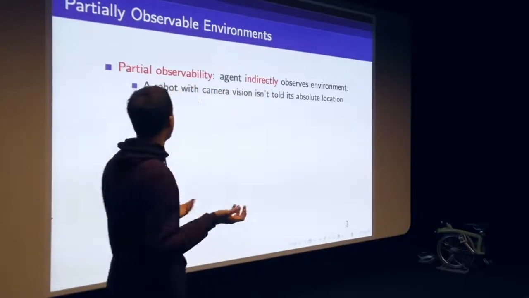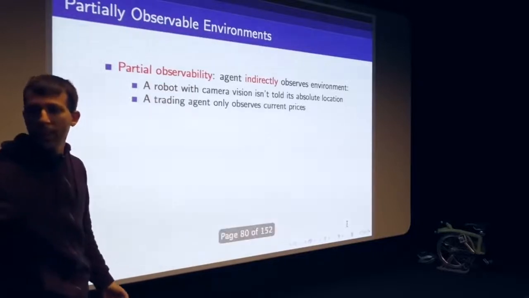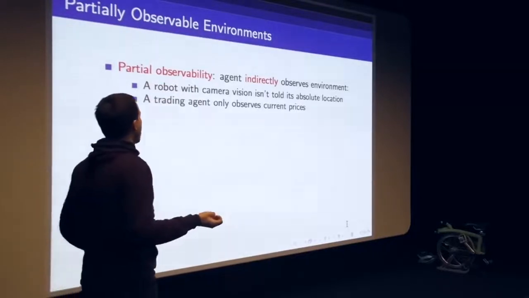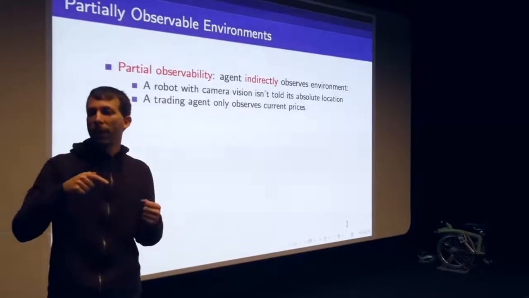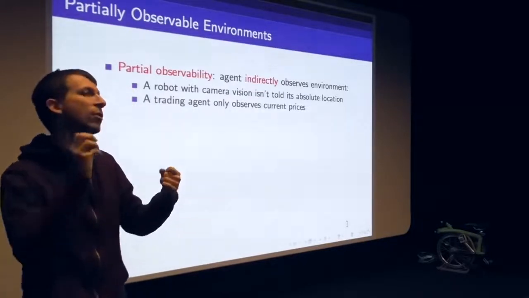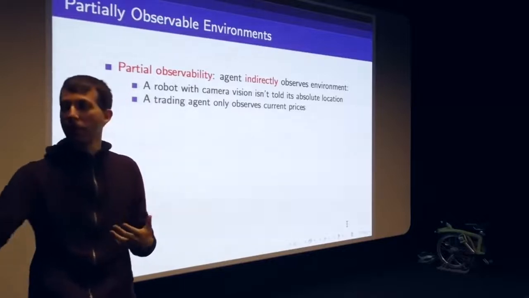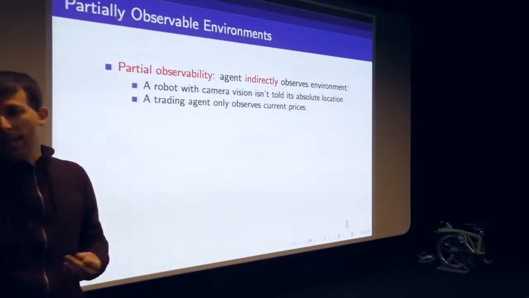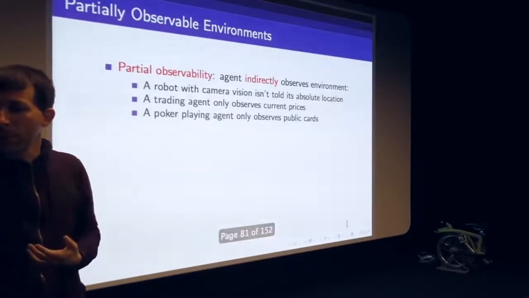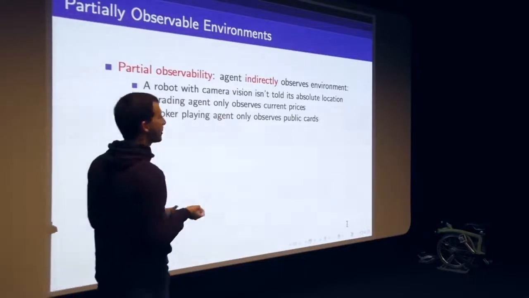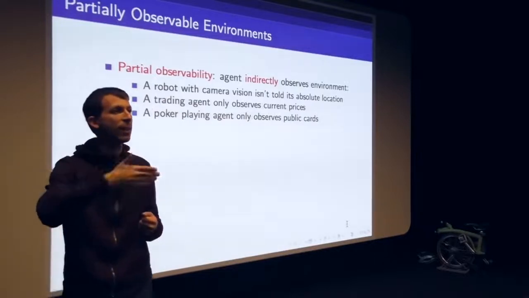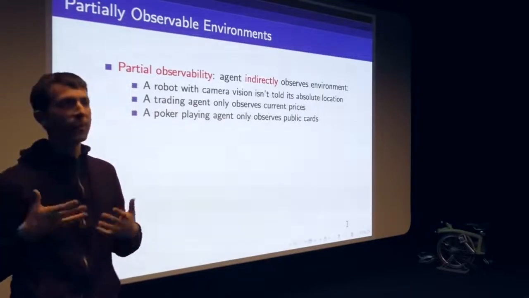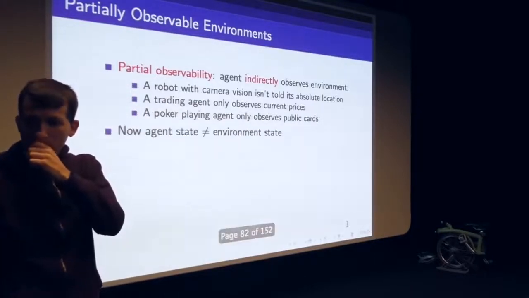It has to localize. Or another example would be a trading agent. This trading agent might only observe the current prices, but it might not know the trends or where these prices are coming from. It has to just figure out what to do next based on partial information. Or a poker playing agent that only observes the public cards, the cards which are face up on the table, and doesn't know what's hiding in someone else's hand. These are all examples of partial observability.